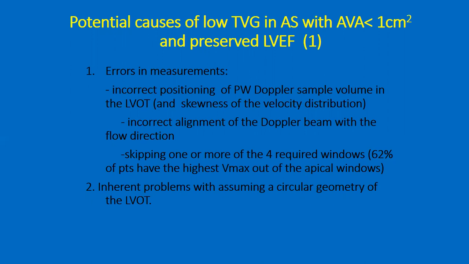In one study, more than 60% of patients had the highest velocity across the aortic valve out of the apical windows, meaning right parasternal and suprasternal views. Then there are inherent problems with assuming a circular geometry of the LVOT, which actually is an ellipsoid, and on two-dimensional echocardiography, we are measuring its minor axis.